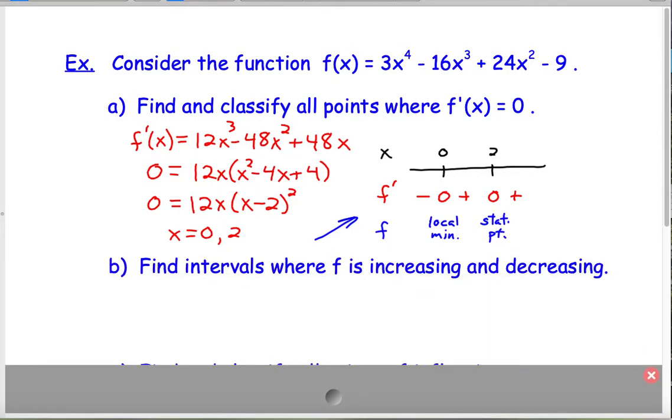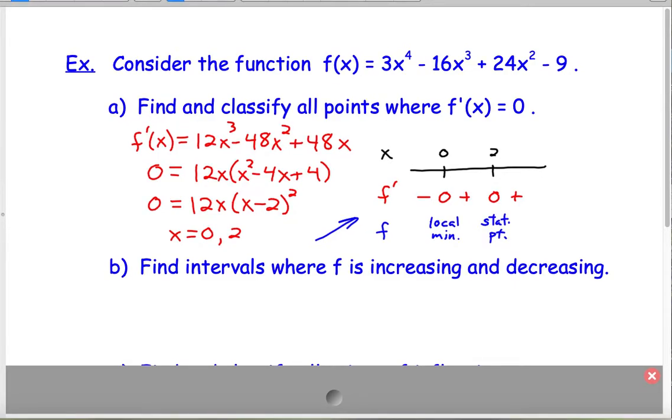All right, find the intervals where f is increasing and decreasing. So we just look at our sign chart, and f is increasing when f prime is positive, so that's 0 to infinity. So that's when x is greater than or equal to 0. And it's decreasing when x is less than or equal to 0. And of course you can write that with interval notation as well.